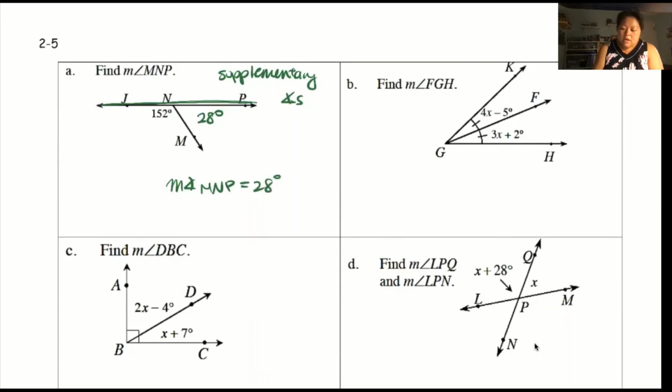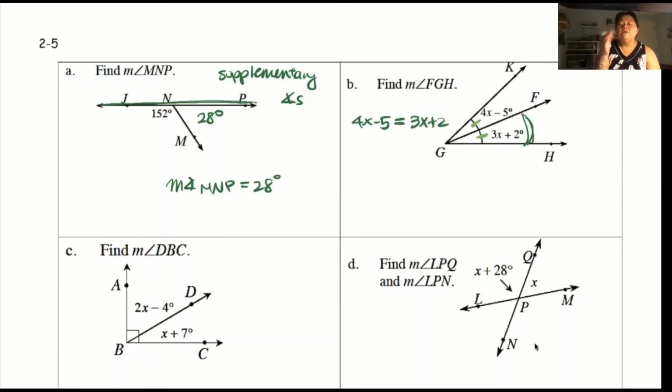Part B over here says find the measure of angle FGH. So that's this angle here. I need to figure out what this angle is. I see a bunch of x's, which doesn't help, but I see some markings that are helpful. There's a marking here and a marking here. If I remember what Ms. Chu said, if they have the same marking, that means they are the same. So the geometry tells me these are the same angles. I can set up and say the first angle, 4x minus 5, must be the same as 3x plus 2. The geometry helps you set up the equation.